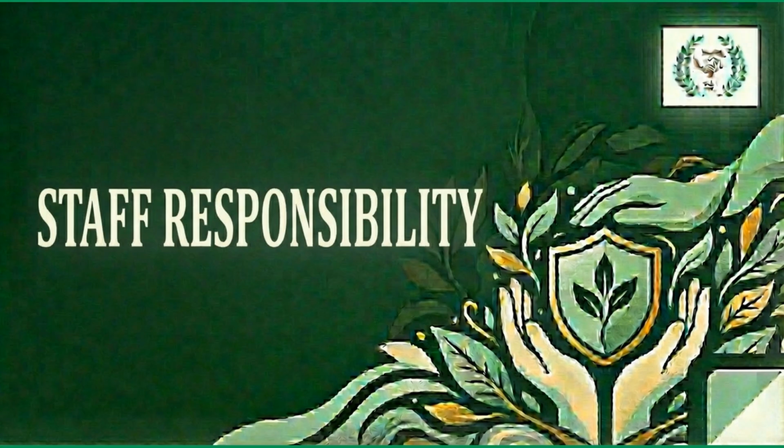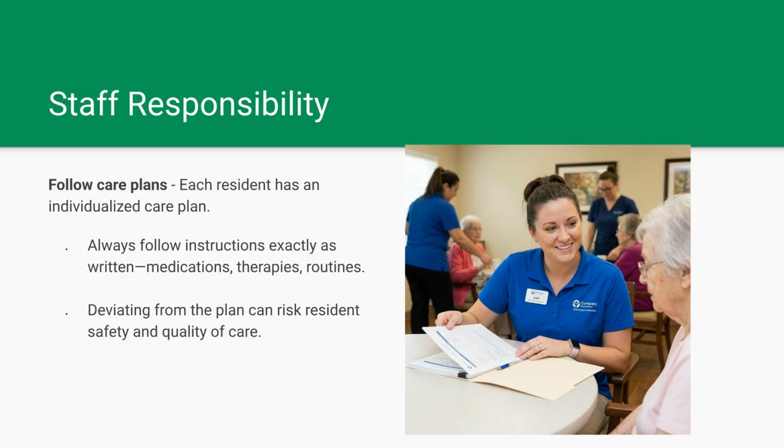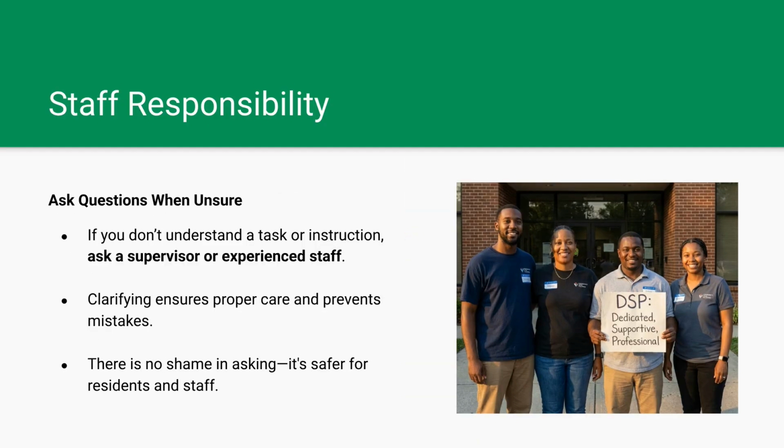The next and final section covers general staff responsibility. It is your responsibility to follow care plans exactly as written. Deviating from the individualized plan can compromise resident safety and quality of care. If you are unsure about a task or instruction, ask questions. Clarifying ensures proper care and prevents mistakes.